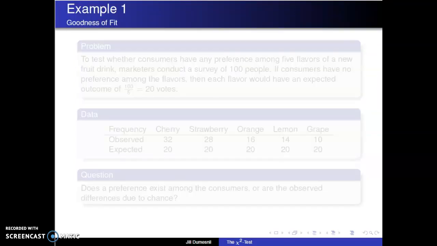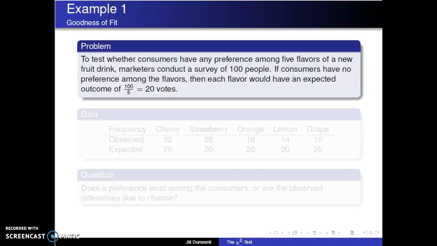We will show 5 examples. The first 2 use goodness of fit tests, and the last 3 use independence tests. To test whether consumers have any preference among 5 flavors of a new fruit drink, marketers conduct a survey of 100 people. If consumers have no preference among the flavors, then each flavor would have an expected outcome of 100 divided by 5, or 20 votes. This is our expected outcome.